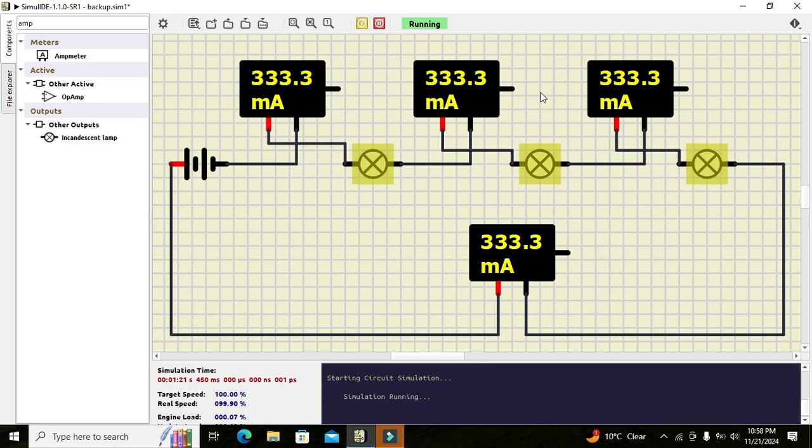So hopefully you got the concept of how you can simulate a series circuit within the SimulIDE simulator.